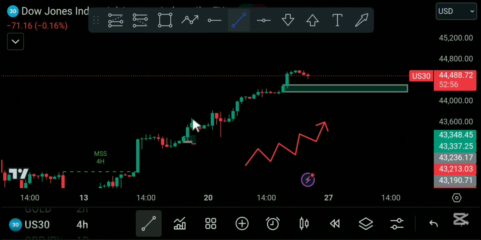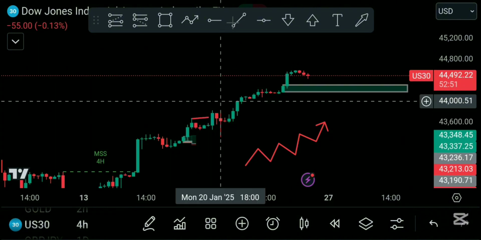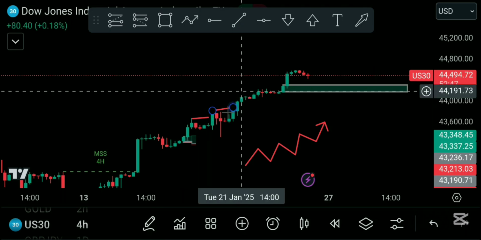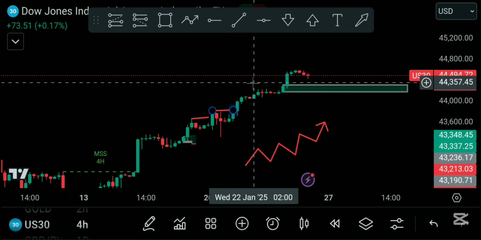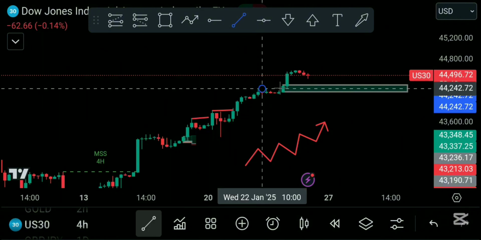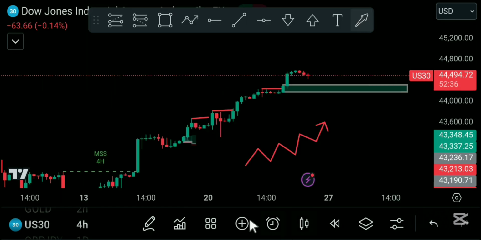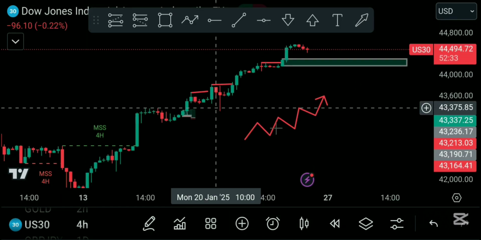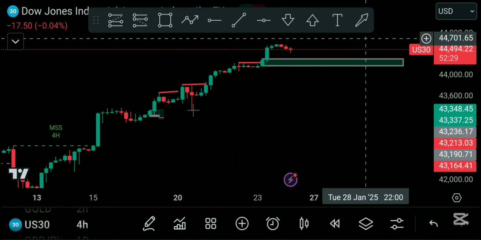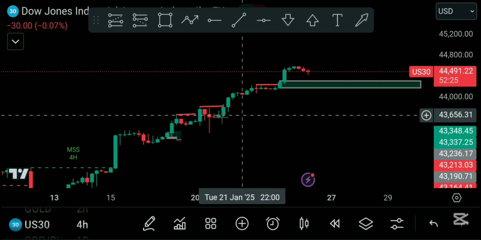Now US30 has been breaking structures to the upside. We have a break of structure here, another break of structure here, then another break of structure here, right? So obviously the trend is an uptrend. US30 has been trending upward, so what we are expecting in this market is to look for buying opportunities.